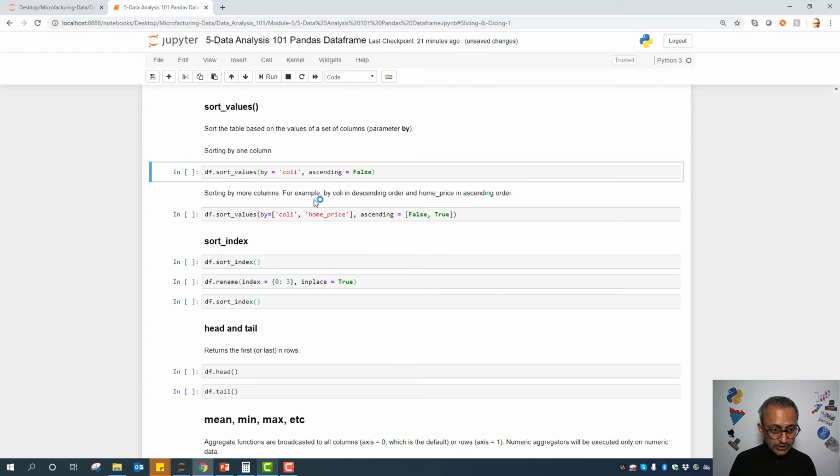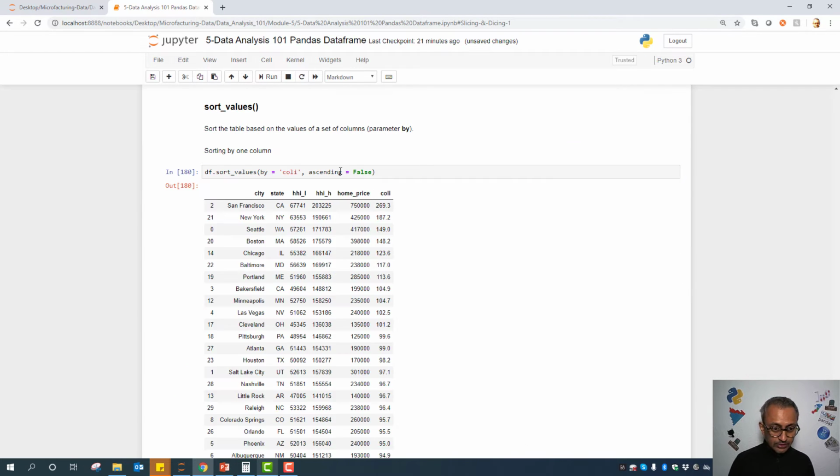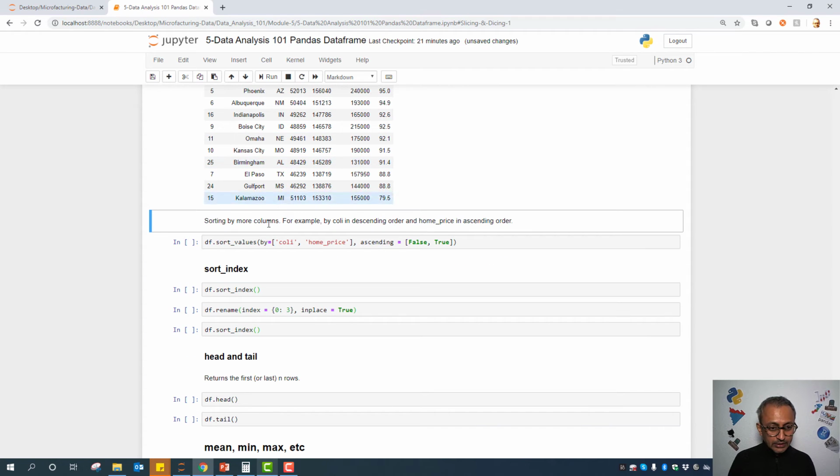Okay, so I think we already done that. Let's see that. So we did that. Sorting by more than one column, so we can sort by more than one column. So we're going to sort by coli and then home price. Okay, but now we're going to say coli in descending order and home price in ascending order.